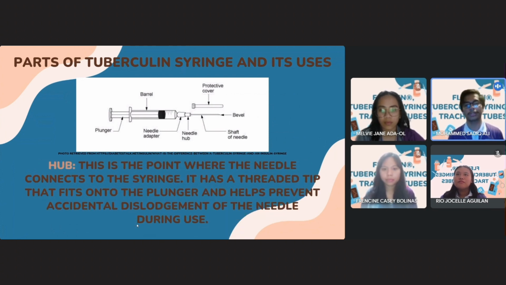Next, we have the hub. This is the point where the needle connects to the syringe. It has a threaded tip that fits onto the plunger and helps prevent accidental dislodgement of the needle during use.